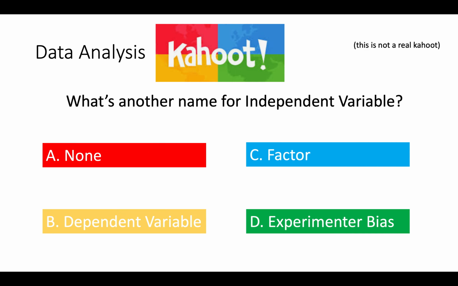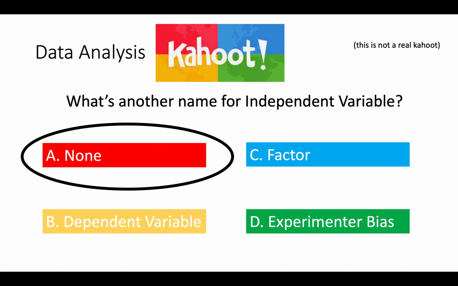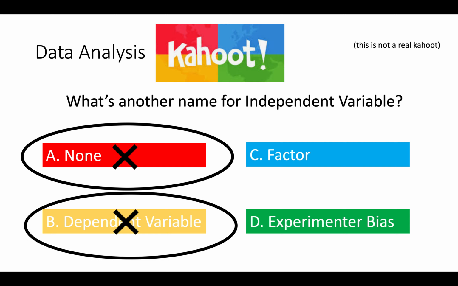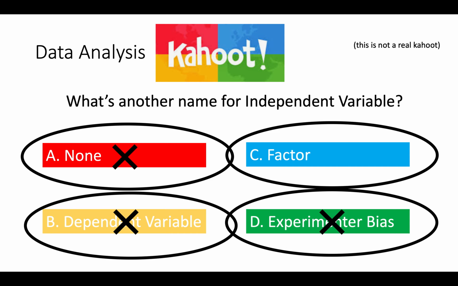What's another name for the independent variable? Non-dependent variable, factor, experimental bias? No, dependent variable is different than an independent variable. It's definitely not experimental. Factor is another name for independent variable. So when we say we have a single factor design, we're talking about one independent variable.